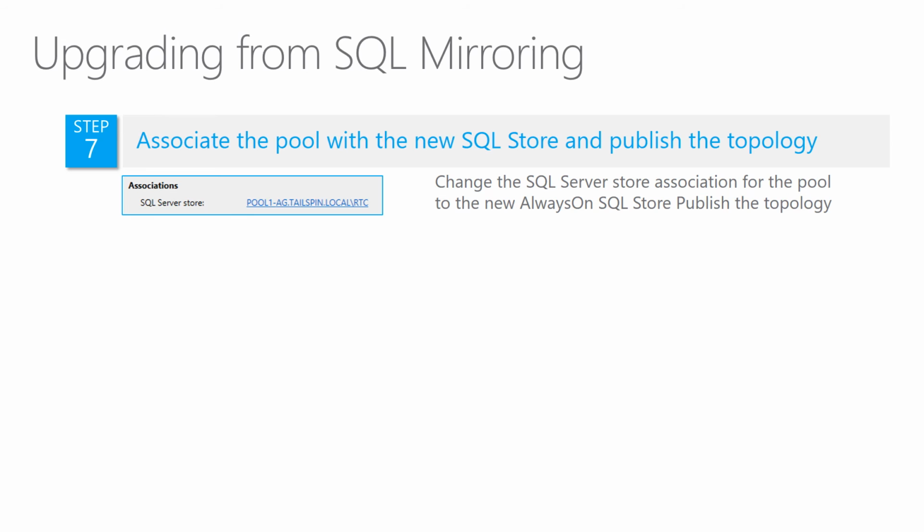Step 7. Associate the pool with the new SQL store and publish a topology. Change the SQL Server store association for the pool to the new AlwaysOn SQL store and then publish the topology.